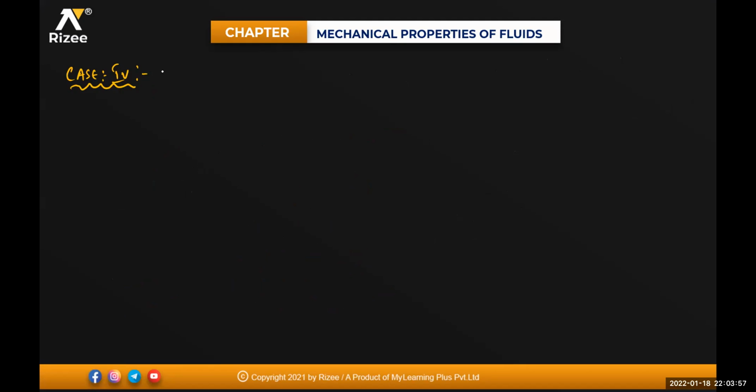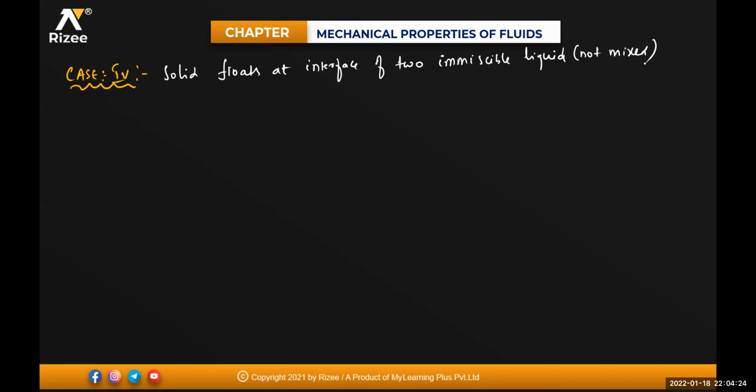Here, solid floats at the interface of two immiscible liquids. Immiscible liquids like water and kerosene, or oil and water, something like that. Immiscible means they are not mixed. Okay, a solid is floating at the interface of two immiscible liquids.